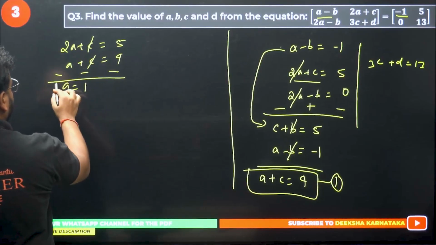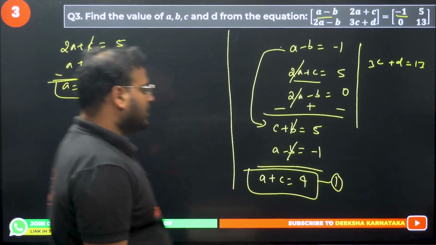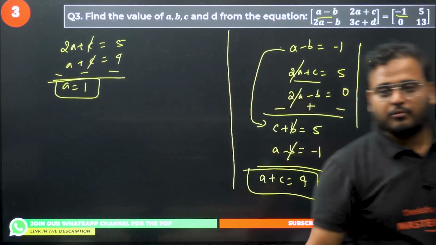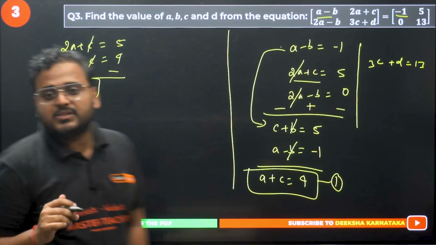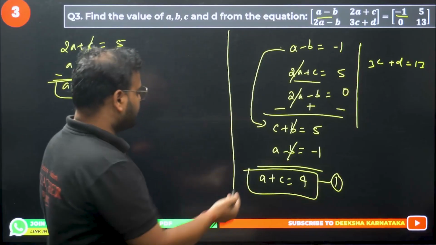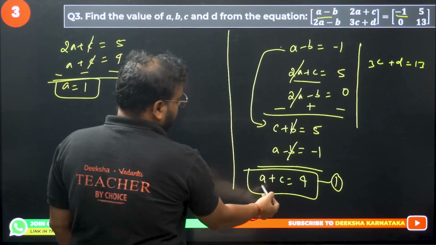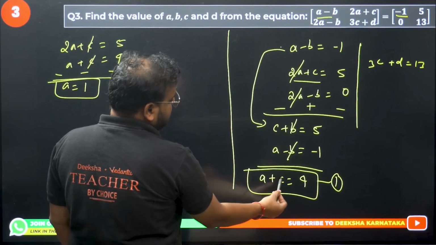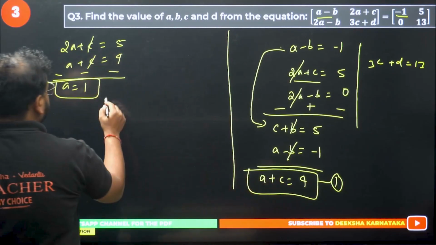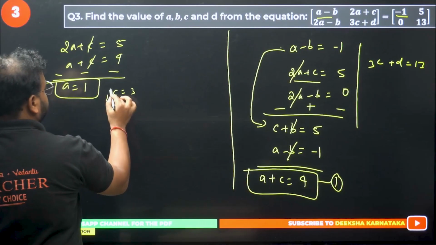A equals 5 minus 4 is 1. So the value of a is now known to us. A is equal to 5 minus 4, which is 1. Clear? Alright. Now we'll find the value of c from here. Please check here: if a is 1, c will be 4 minus 1. So c is 3.